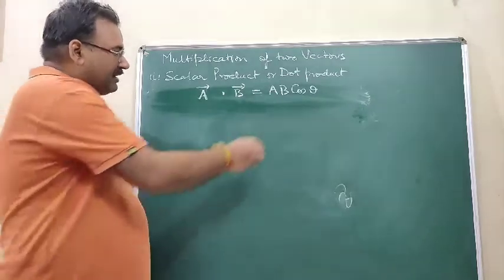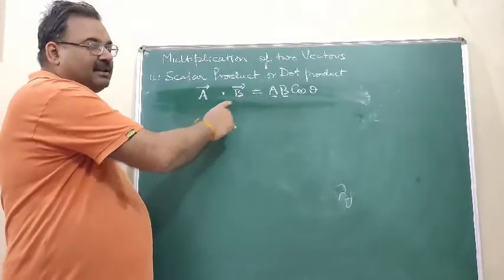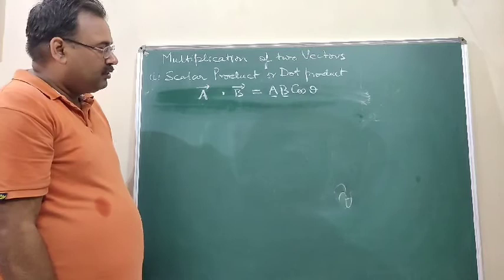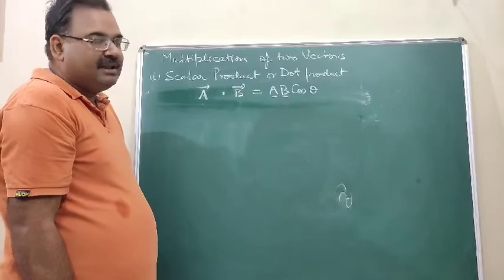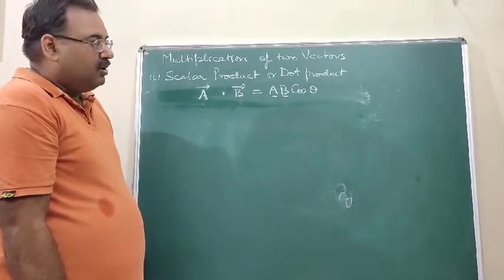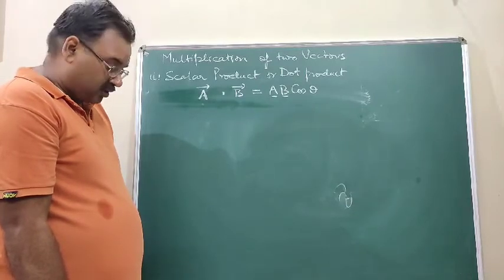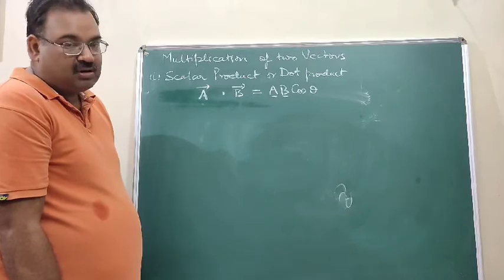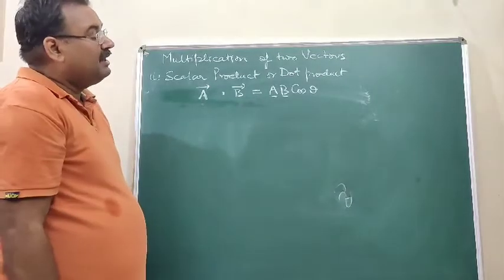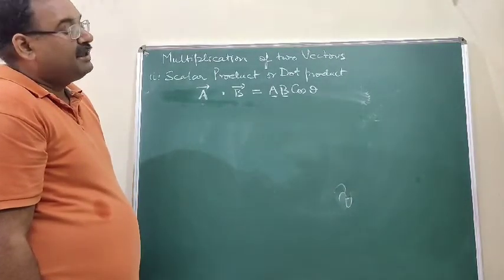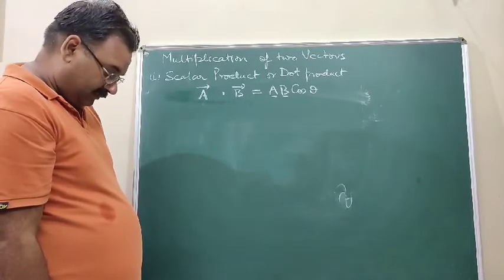Where A and B are the magnitudes of the vector A and vector B, and theta is the angle between A and B. Okay. So how did I define the scalar product? The scalar product of two vectors is defined as the scalar quantity equal to the magnitudes of the two vectors and the cosine of the angle between them. So A dot B is equal to AB cos theta.